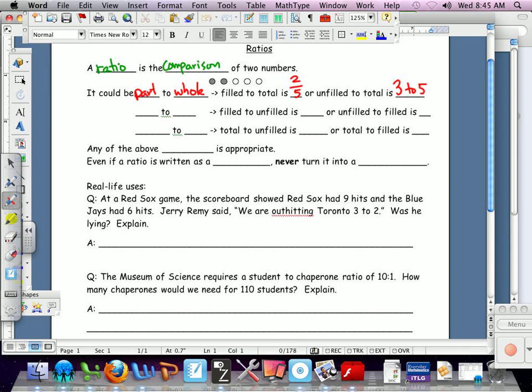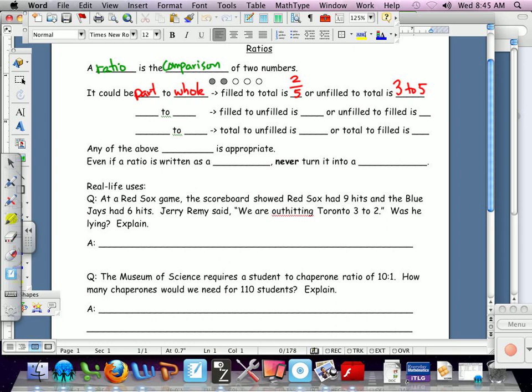And you could have the actual words, the word "to" in between. Every single time when you read a ratio, if you know that that's the intent, that it's comparing two things, you would normally use the "to." Sometimes you could use the "out of," because if it's out of the total.